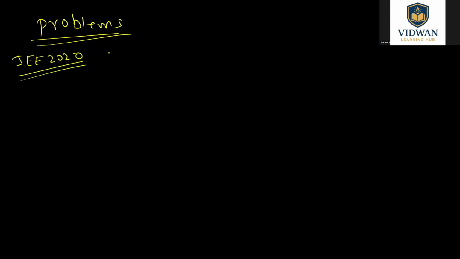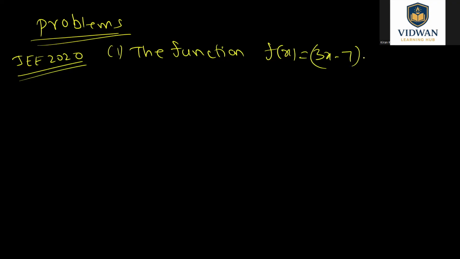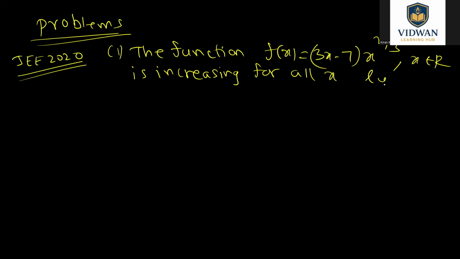So we'll now start with the problems. First question I'll give from JEE 2020. The function f of x equal to 3x minus 7 into x power 2 by 3, where x belongs to R, is increasing for all x lying in.